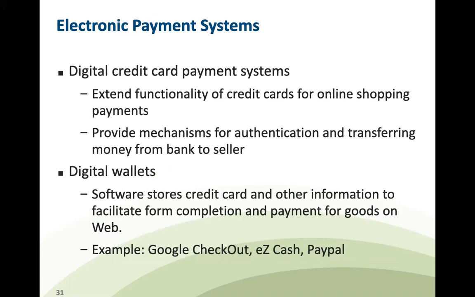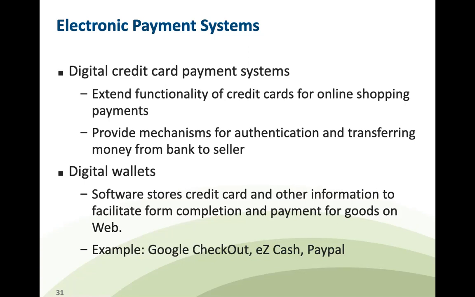Then we'll look into electronic payment systems. So digital credit card payment systems, where you enter the information of your credit card so that you can do the payment. They extend the functionality of credit cards for online shopping payments, and provide mechanisms for authentication and transferring money from bank to seller. Basically authentication will be done with OTPs, one-time passwords that may be sent to your registered email or registered mobile number, right?